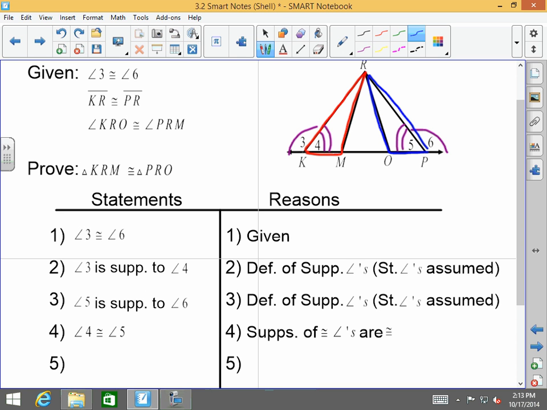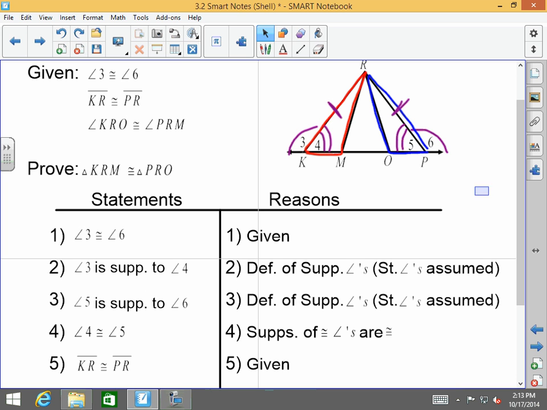So we already have an angle in there. So that's awesome. Now, they tell you, though, that KR is congruent to PR. So this guy is congruent to this guy. So that's going to be my next statement. And my reason is given. Okay. And you know what I'm going to try to do here? Let me see if I could do this.